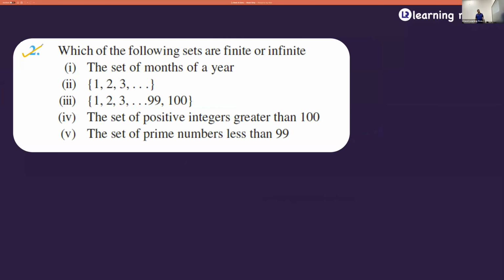So which of the following sets are finite or infinite? The set of months of a year: this is finite. The set of positive integers greater than 100: it is infinite. The set of prime numbers less than 99: it is finite. Right?